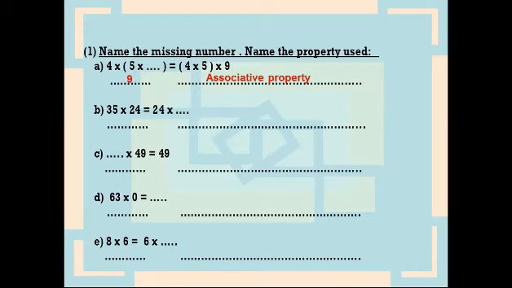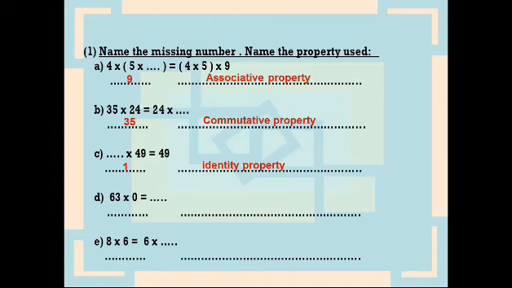B, 35 multiplied by 24 equals 24 multiplied by what? The missing number will be 35, and the name of the property used is commutative property. C, what is the number multiplied by 49 equals 49? It will be 1, and the name of the property is identity property.